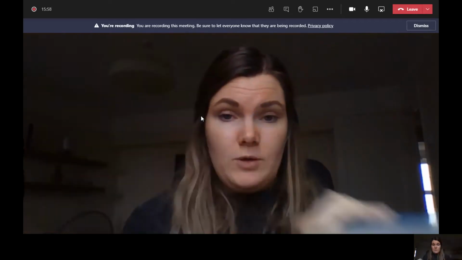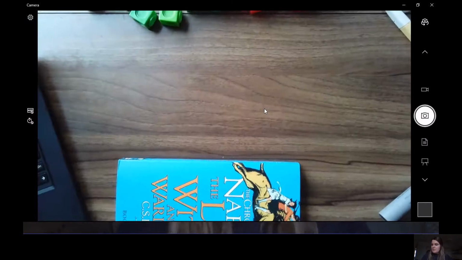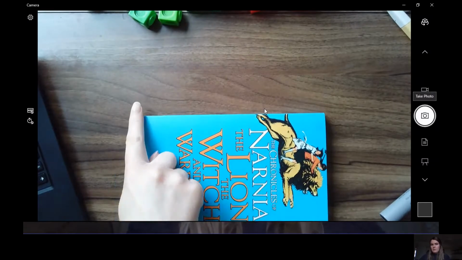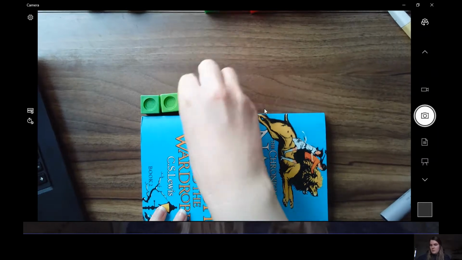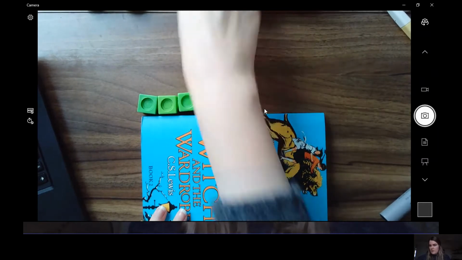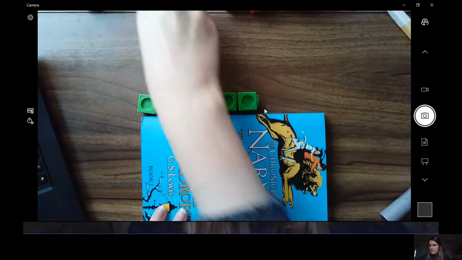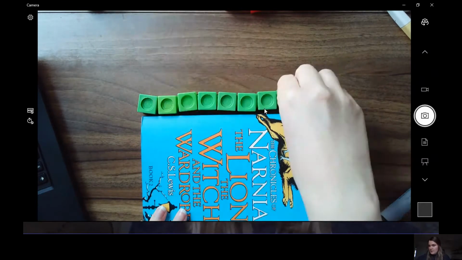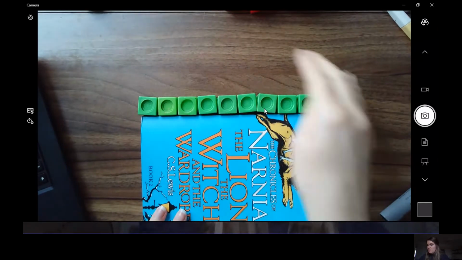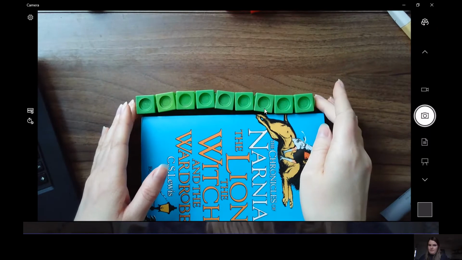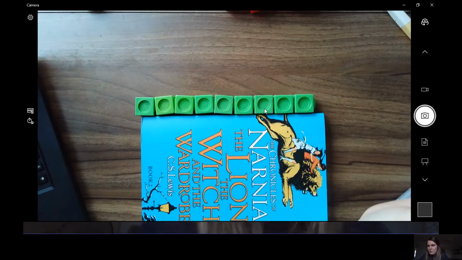Okay, so we're going to measure the book first. I'm going to get my book. And I'm going to get my cubes. Here's my book. Remember length, so we're going along. So I'm going to get 1, 2, 3, 4, 5, 6, 7, 8, 9. Okay, well, I've got to my measurement. What are we thinking? Is that about right? Oh, hold on.